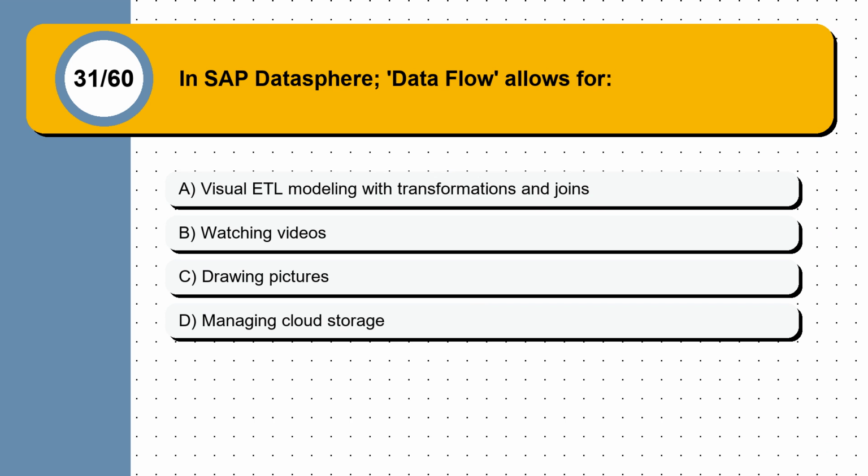Question 31. In SAP Datasphere, data flow allows for option A, visual ETL modeling with transformations and joins. Option B, watching videos. Option C, drawing pictures. Option D, managing cloud storage.